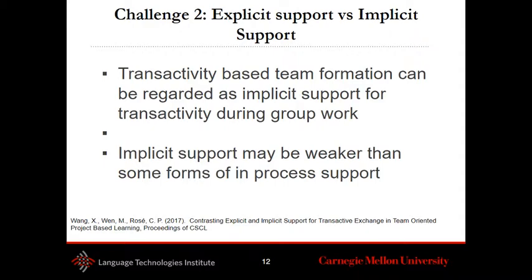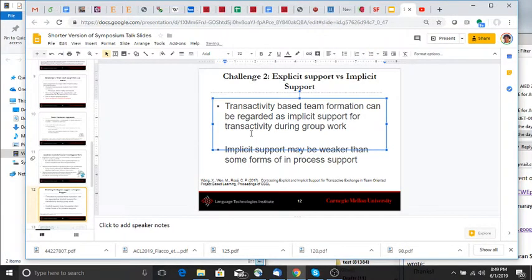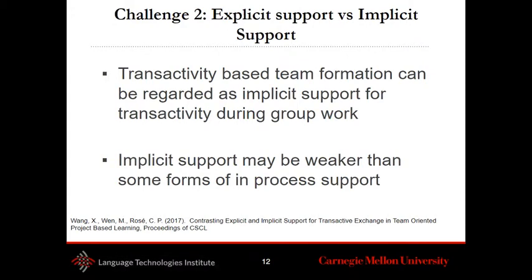So a second challenge is that transactivity-based team assignment can be regarded as an implicit structuring of the group or an implicit way of scaffolding group processes because it sets up the teams to have good work processes. But another thing that we could do is offer explicit support for these processes, and that might be seen as a stronger intervention. And in fact, that contrast has already been made in the last CSCL in Xu Wang's work.